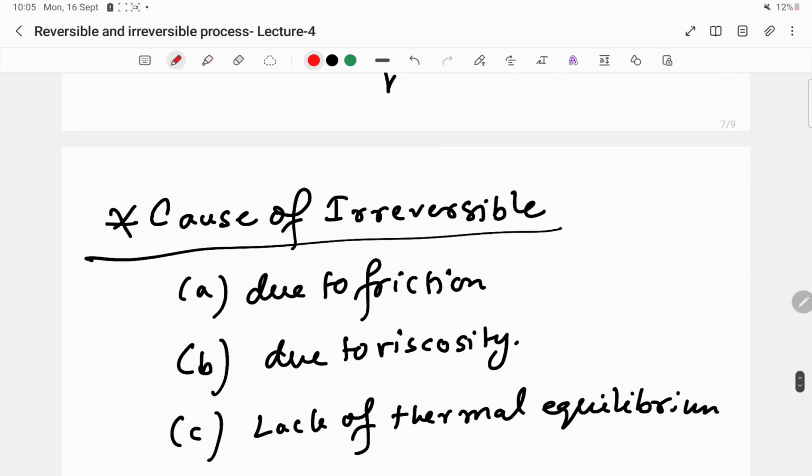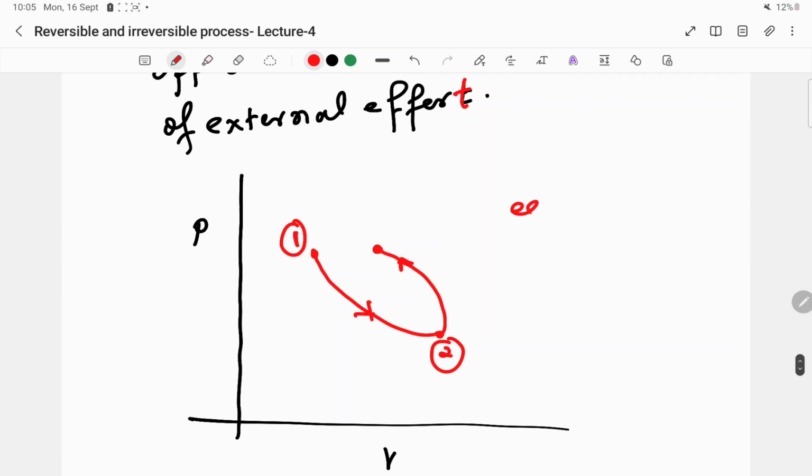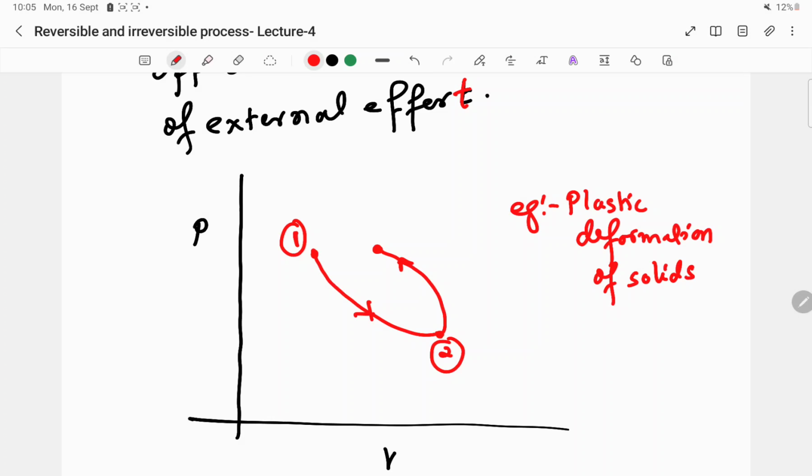For example, plastic deformation of solid. You'll study this in solid mechanics and strength of materials. If a solid reaches into the plastic range of the stress-strain diagram, it cannot recover to its original state. It has to be in the elastic region. Okay, so this is an example.